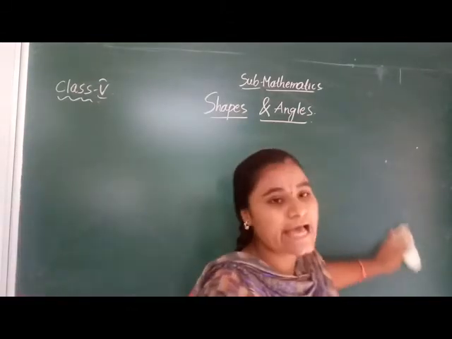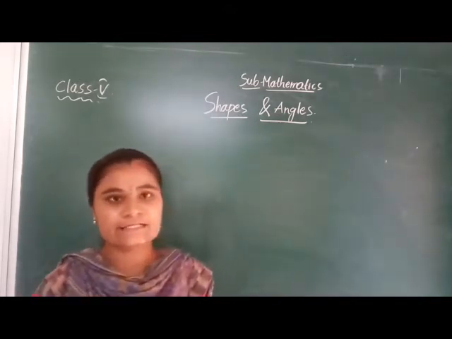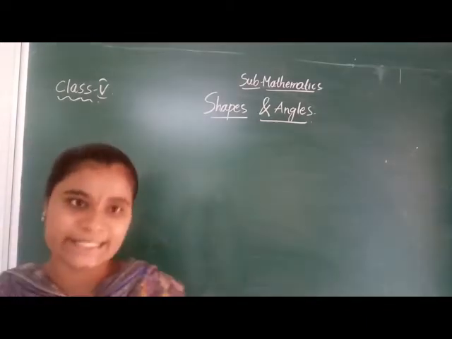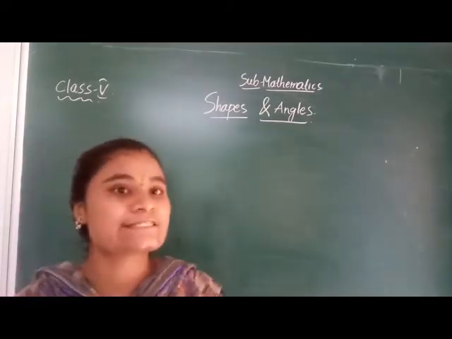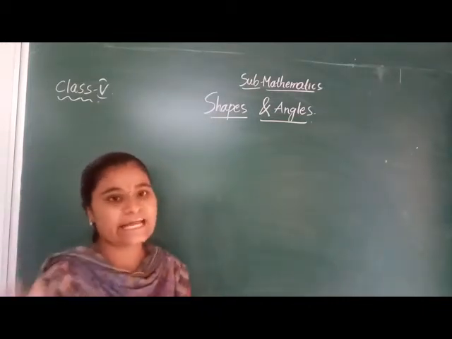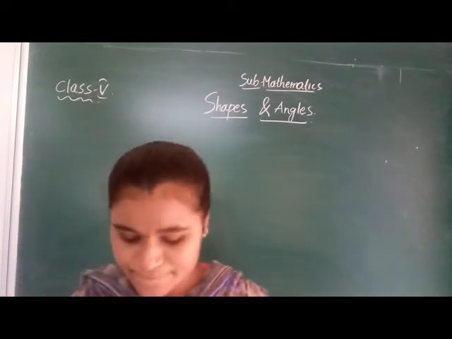So these are the angles. So what we learn today? Angles: right angle, acute angle, obtuse angle. Right angle is 90 degrees. Acute angle is less than 90 degrees. Obtuse angle means greater than 90 degrees. And 180 degrees is a straight angle. Okay.